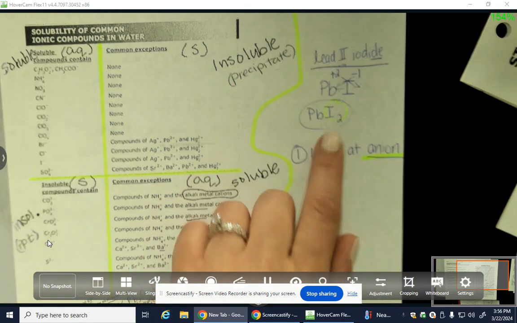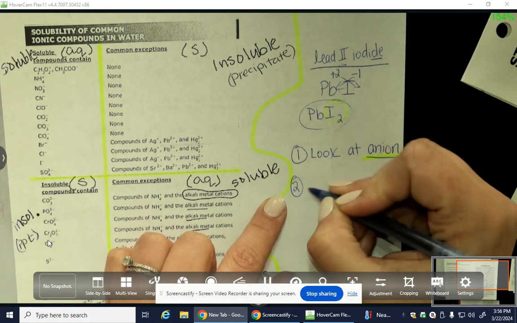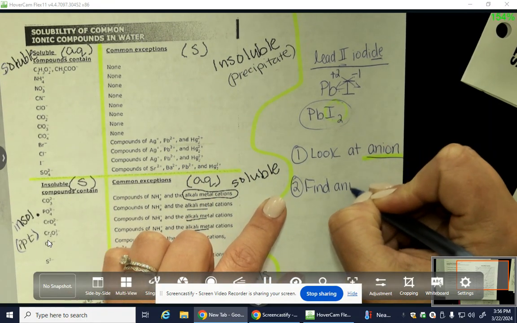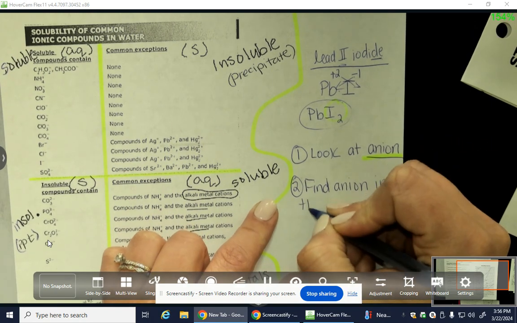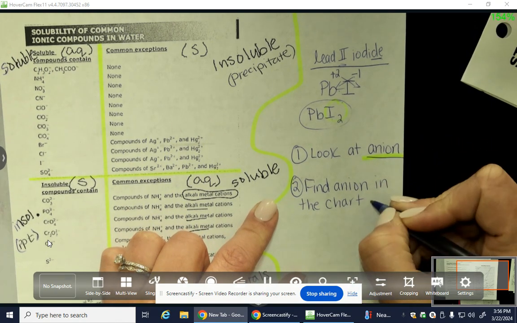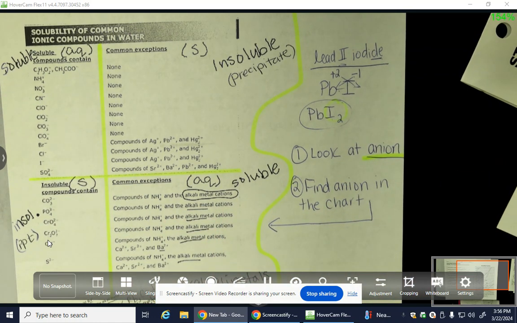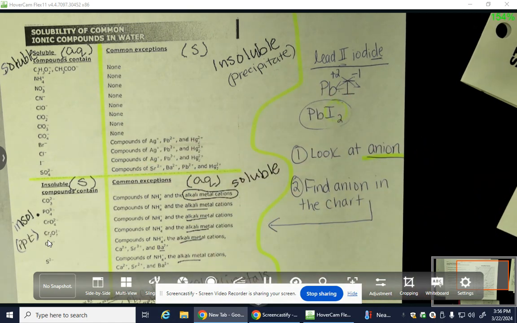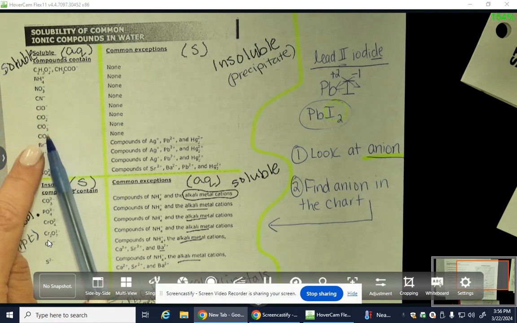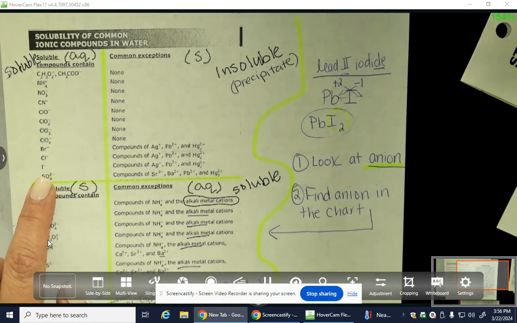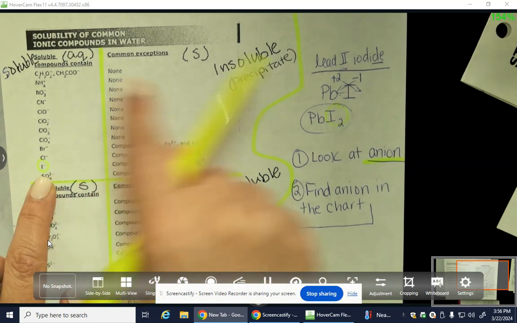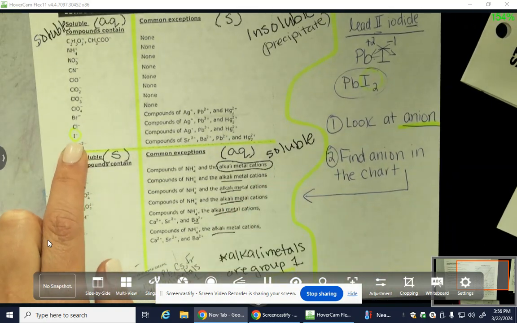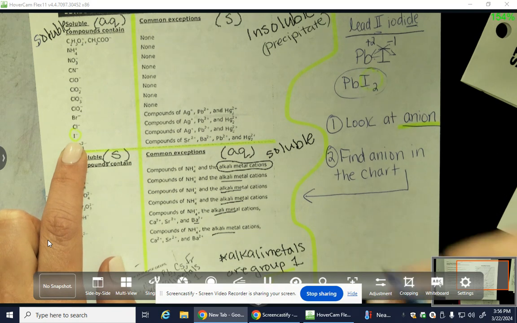All right, so we're looking at our anion. All right, so step 2, find anion in the chart. There's only 3 steps, by the way. Okay, find your anion in your chart. So we're going to find iodine in that list. So looking down the list, there it is. All right, so I found iodine. It's up here in this top quadrant, right? Okay, so I found it. We're good. Step 3.